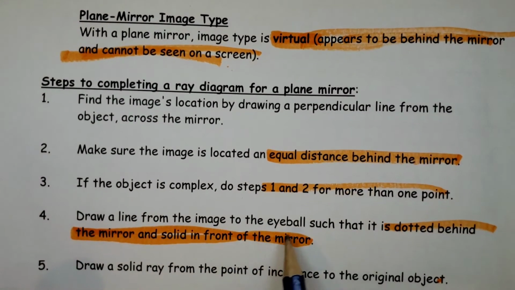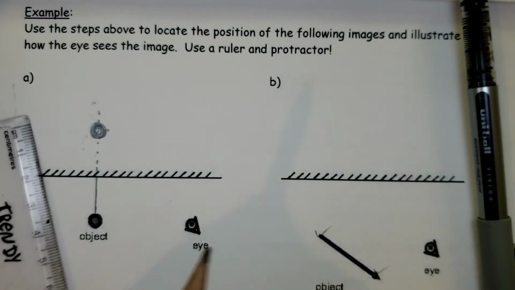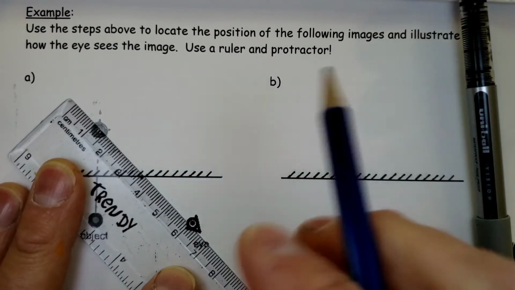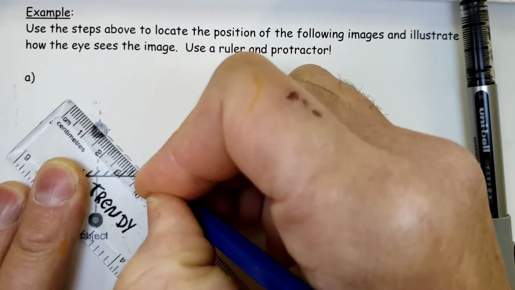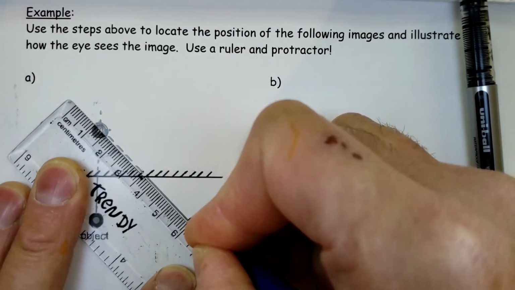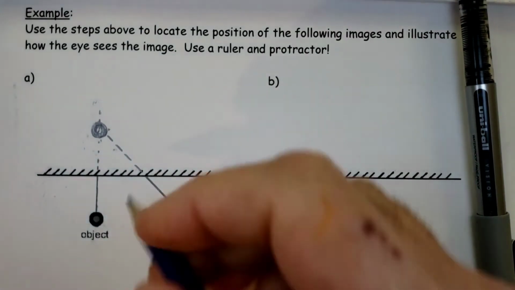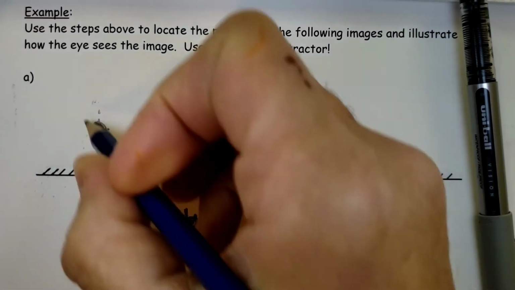Draw a line from the image to the eyeball. So it's a dotted line behind, solid in front. So now I'll just take the middle of that image and draw it to the middle of my eyeball here. So it's dotted behind and solid in front. Okay, so I have that. And of course, technically it's going to the eyeball, and the eyeball thinks it's behind the mirror.